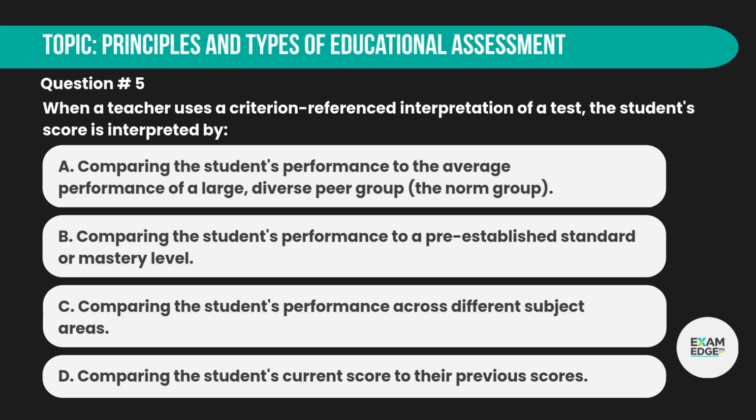Question number 5. When a teacher uses a criterion-referenced interpretation of a test, the student's score is interpreted by A. Comparing the student's performance to the average performance of a large, diverse peer group, the norm group. B. Comparing the student's performance to a pre-established standard or mastery level. C. Comparing the student's performance across different subject areas. D. Comparing the student's current score to their previous scores.